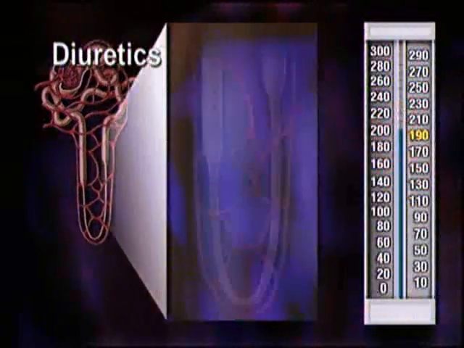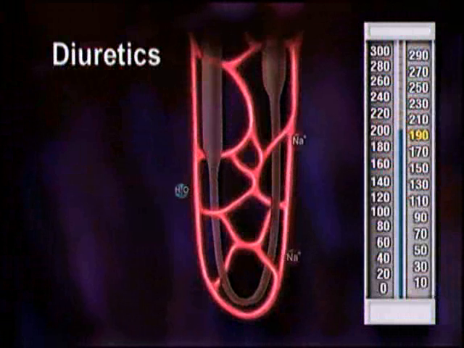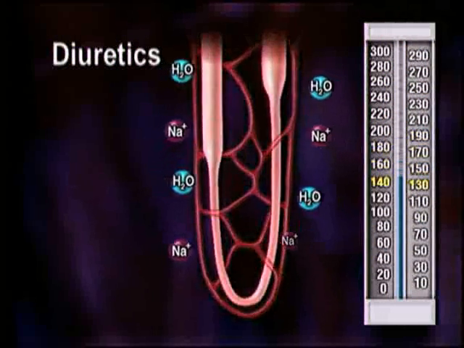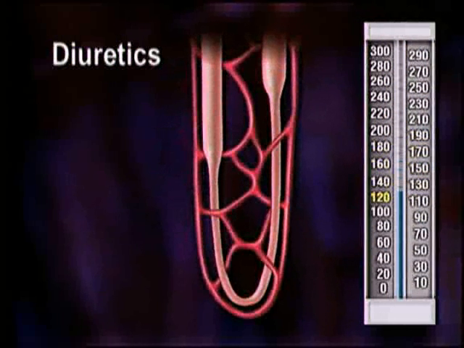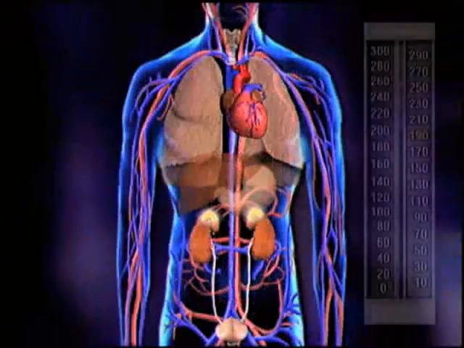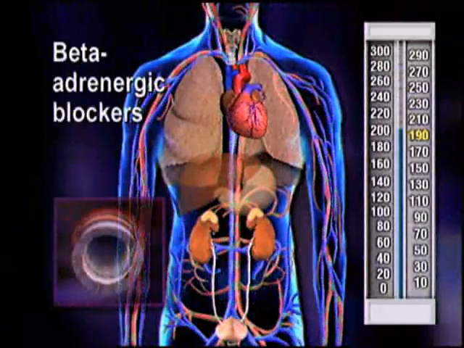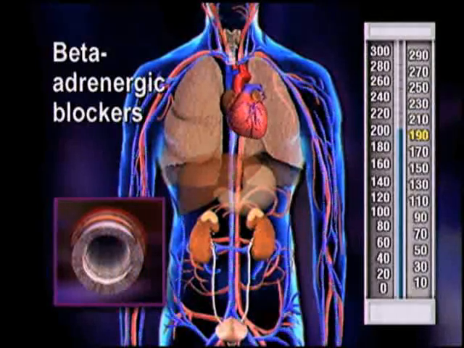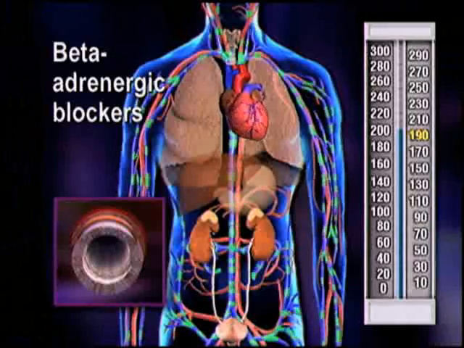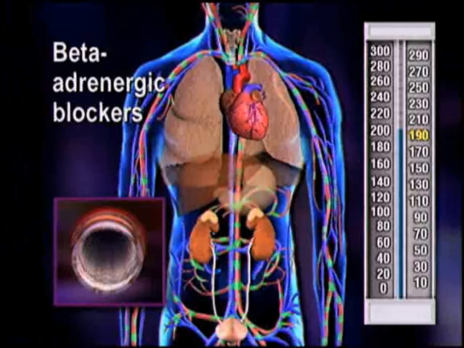Diuretics act by increasing sodium and water excretion. This reduces the blood volume, which lowers the blood pressure. Beta-adrenergic blockers, such as propranolol, prevent the heart's beta-adrenergic receptors from being stimulated by catecholamines. This promotes vasodilation, lowering the blood pressure.